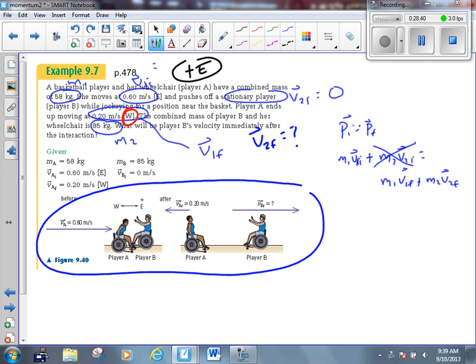M1 is 58. V1I is 0.60. M1 is 58. V1F is negative 0.20. Don't forget the negative. We have it circled, so that helps us to remember, but just pay attention to it. M2 is 85 times V2F.